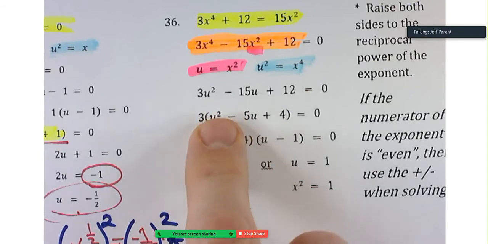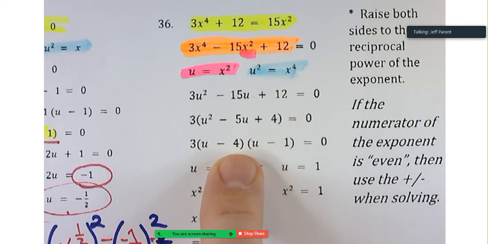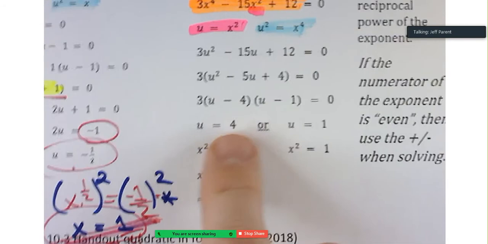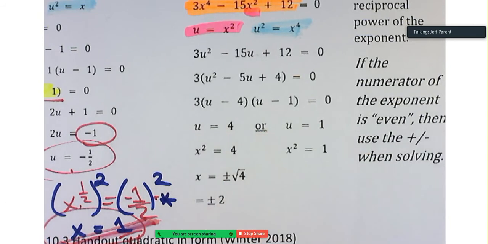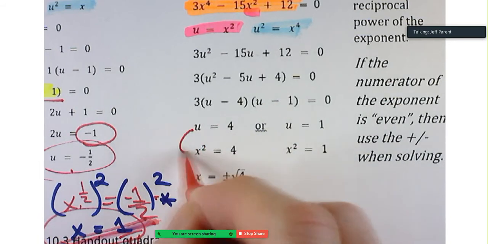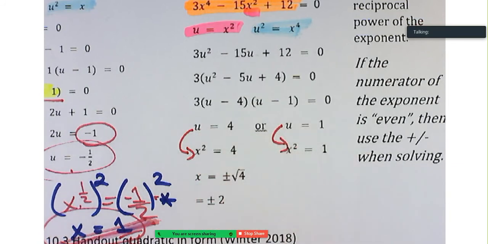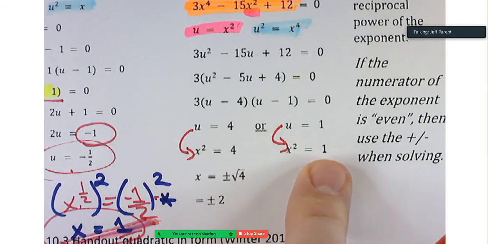Now notice you factor out the GCF first, and then what's left will factor pretty nicely. That's just two numbers that multiply to 4 and add to -5. I get two solutions, 4 and -1. Keep in mind, we have to go back and finish solving these for x. So u was really taking the place of x squared. So I get x squared equals 4, or x squared equals 1.